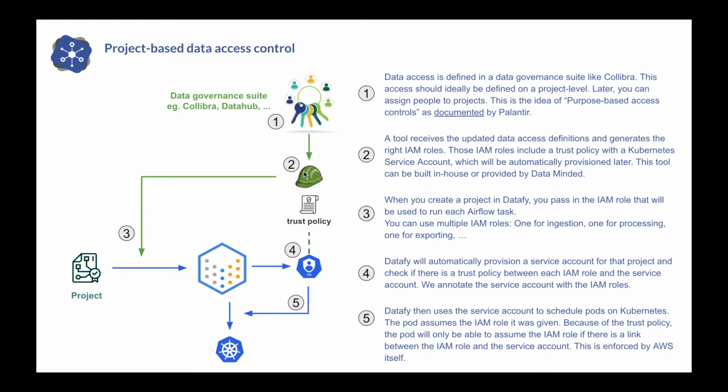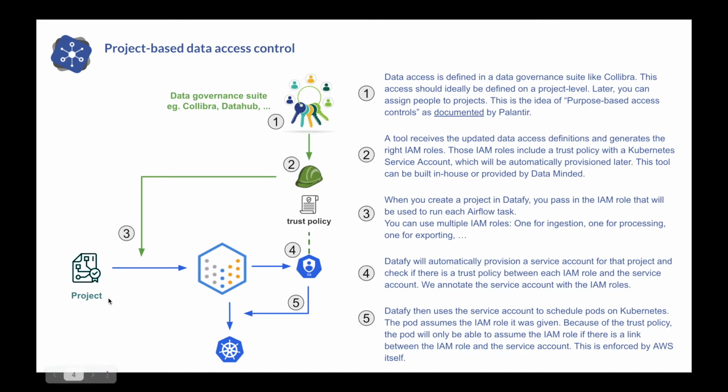Then in the second step here, another tool receives the granted permissions for certain users to access certain datasets. And it would generate, in the case of Amazon, IAM roles. And those IAM roles allow access to those datasets. And they will also include a trust policy with a Kubernetes service account, because that service account, as we will see, will be generated by Datafy later. This tool in step 2 can be built in-house, or this is something that DataMinded can build for you as well. Now we get to the Datafy side of things.